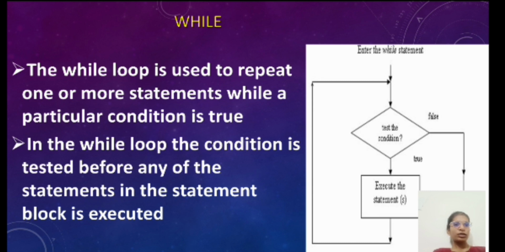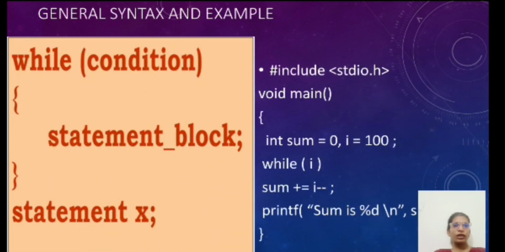Flowchart for this while loop is here. First, it is going to test the condition. If the test condition is true, then it will execute the statements. If it is false, it exits the while loop. General syntax and example for the while loop is while condition. While is the keyword and in the parentheses we give the condition. In curly braces statements should be there.